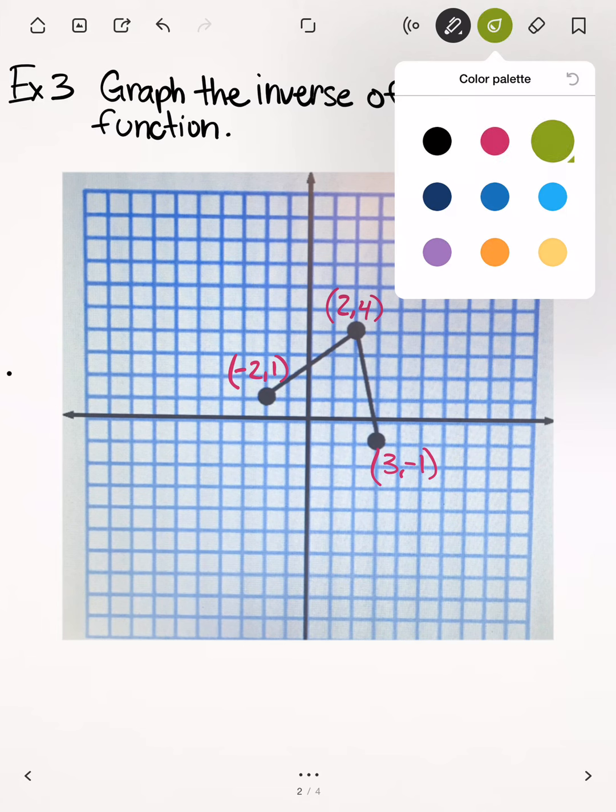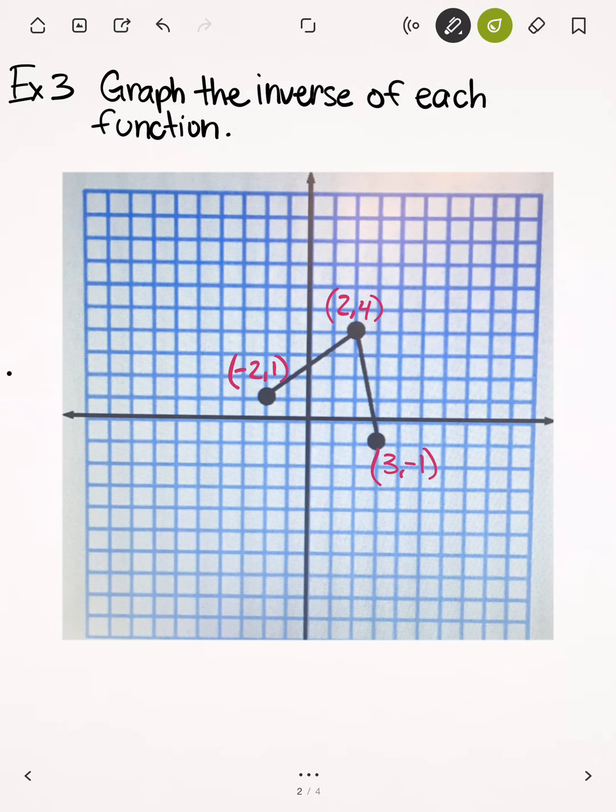I'm going to use green on this. So this first point, -2, 1, that inverse would be 1, -2. So I'm going to plot that point. I go over 1, down 2, and I have a point there. My second point would be 4, 2. So I'm going to go over 4 and up 2, plot a point there. I'm going to go ahead and connect those 2 points. And last but not least, I have the point -1, 3. So I go over -1, I go up 3, I put a point right there. And that is the graphed inverse.